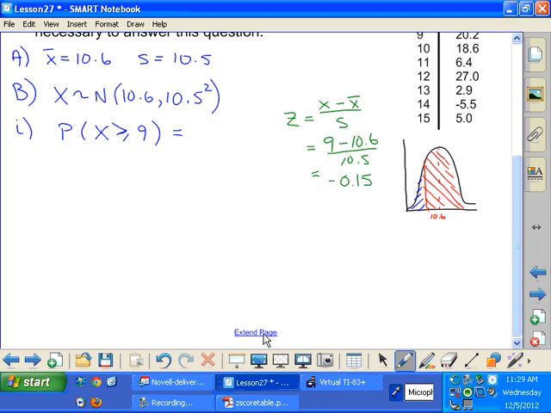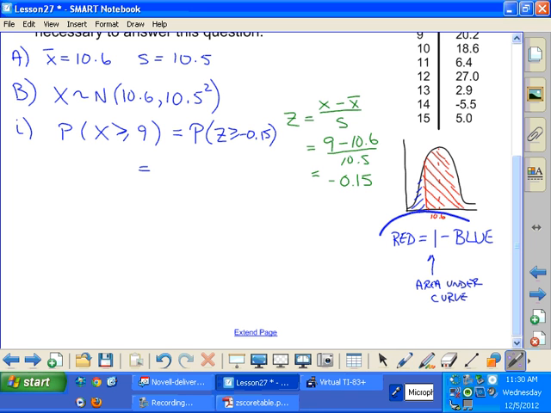So in order to find red, and again I'm oversimplifying it, red is equal to 1, because that's the area under the curve, minus the blue region. 1 minus blue. So when I return over to finish up my equation, I'm converting the random variable x greater than or equal to 9 to z greater than or equal to negative 0.15. And this oversimplification helps me figure out that the area I need has to be 1 minus my blue region, which would be the probability of z being less than negative 0.15.